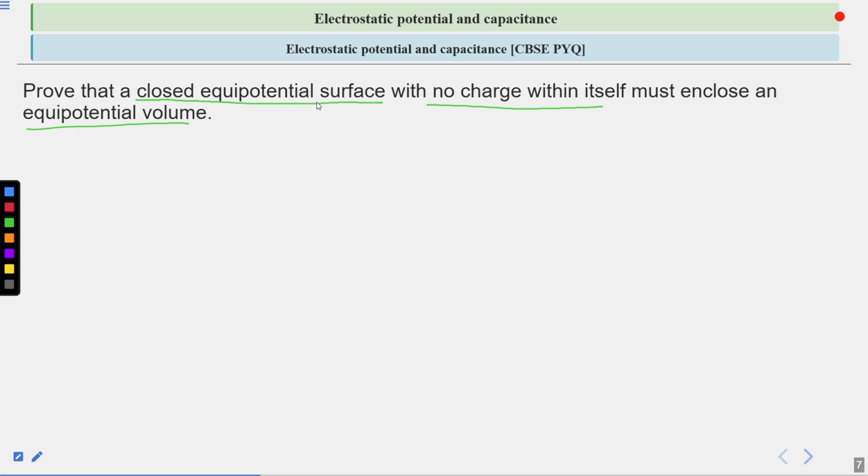It means that an equipotential surface with no charge within itself must enclose a volume which is at constant potential. Inside this equipotential surface, in the bulk of the body, there must be constant potential. So it must enclose an equipotential volume. So this is the question. I will give you some time to think about it.